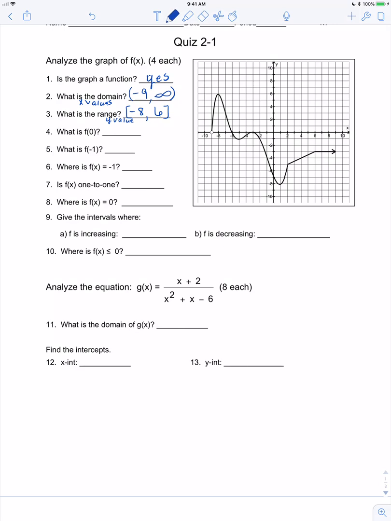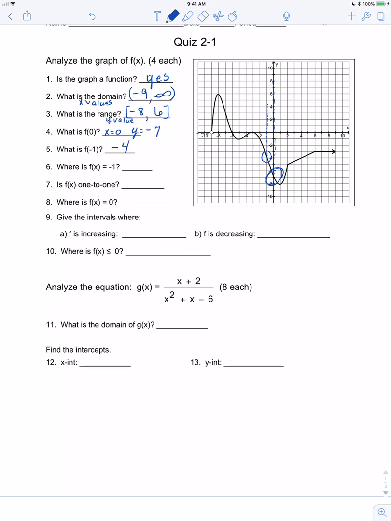Okay, so what is f of 0? Well, that means x is equal to 0. So when x is equal to 0, we're along the y-axis here, and the only point that it crosses that graph is right here. So when x is equal to 0, then y is -7. Alright, so what is f of -1? Well, that means when x is equal to -1, which would be right along this line, it's right there. Y is -4.